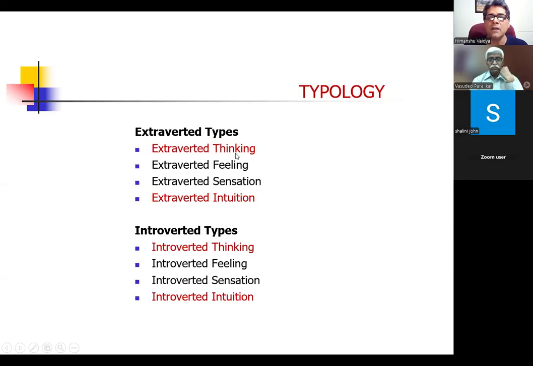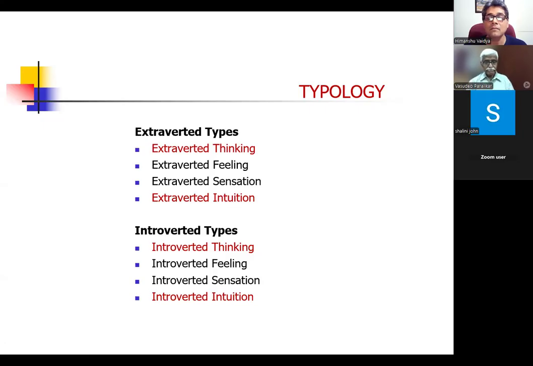What will be the auxiliary function for this? Introverted feeling. For number 1, auxiliary will be introverted feeling. For number 2, auxiliary will be introverted thinking. For number 3, auxiliary will be introverted intuition. For number 4, auxiliary will be introverted sensation.